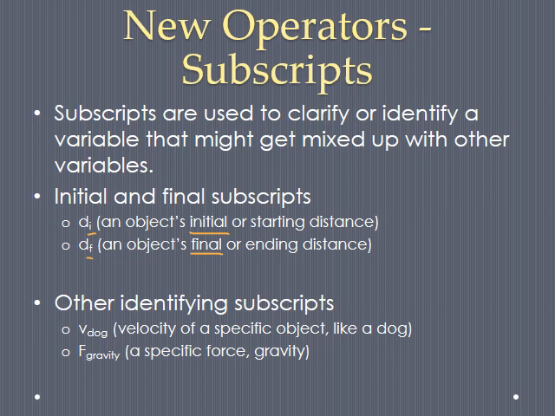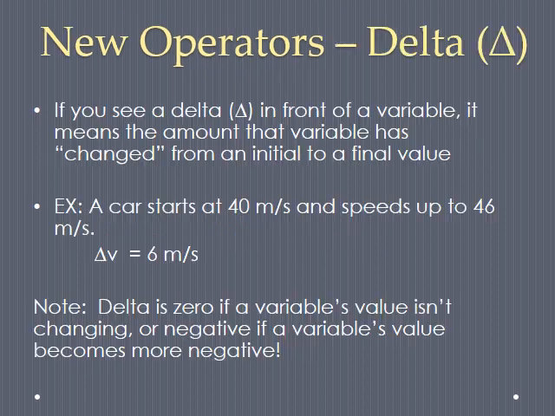If we have another variable like velocity down below and we want to show that it's the velocity of a specific object like a dog, we might write v dog, so we know exactly whose velocity we're talking about. Later in the year we're going to be talking about different kinds of forces. So if we're using the variable F for force and we're specifically talking about gravity, we would say F gravity.